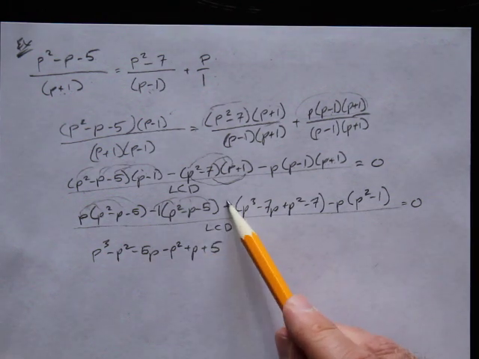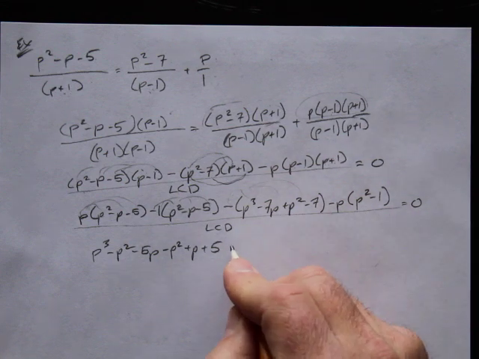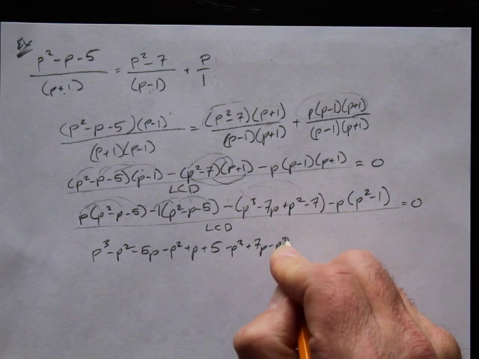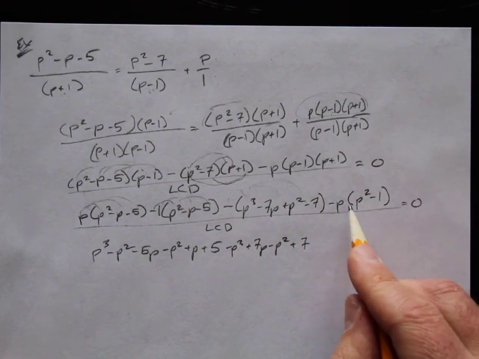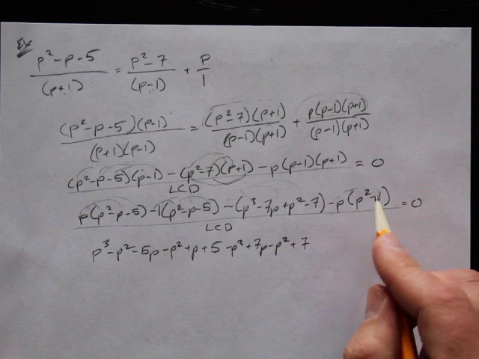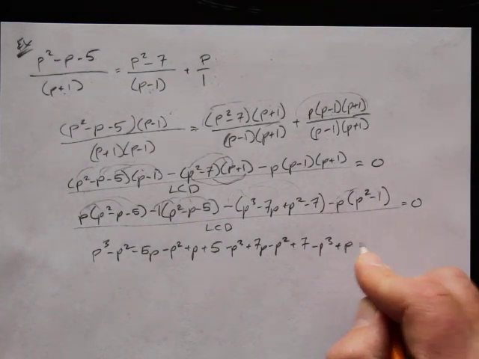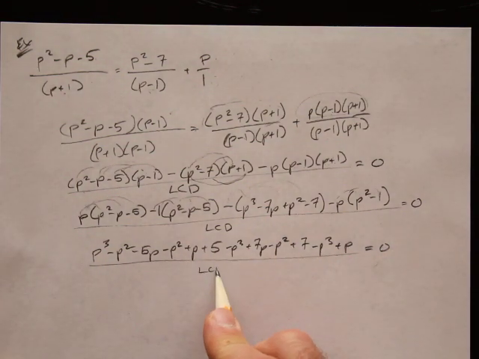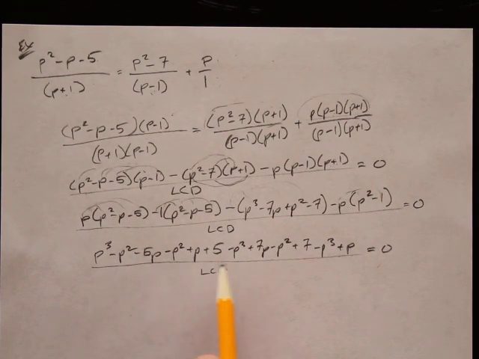I'm going to distribute this negative 1 in here. Minus p cubed plus 7p minus p squared plus 7. And then I'm going to distribute this negative p in here. Negative p cubed plus p, all that equals 0 over the least common denominator. Whew. Okay, now I'm going to just combine like terms and we'll be pretty good here.